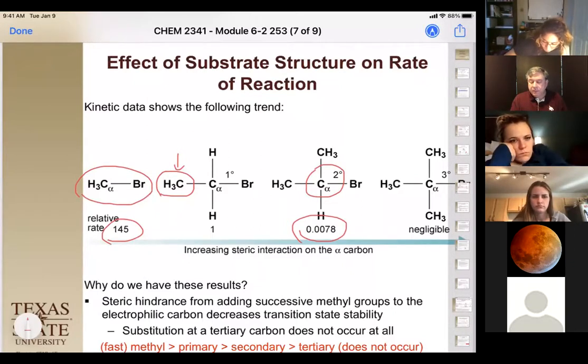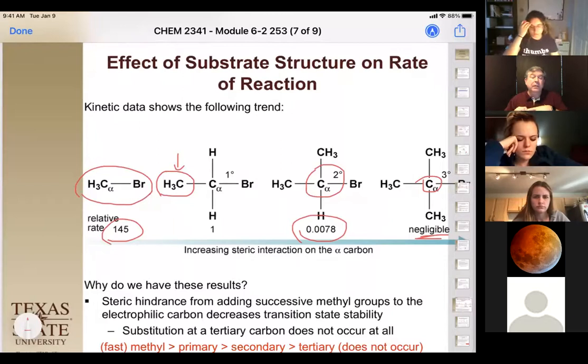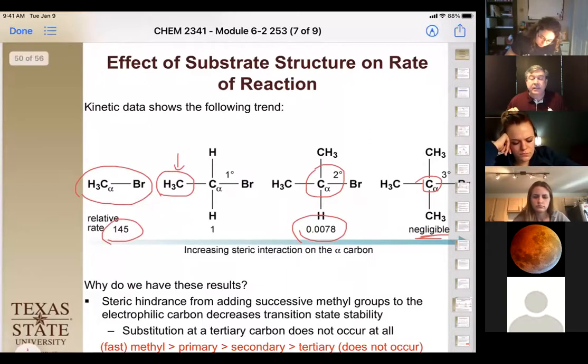And by the time we get to our tertiary right here, we almost have zero SN2 reaction happening, because we cannot start the formation of that new bond 180 degrees away from our leaving group. So sterics plays a role. Methyls are always fastest. Primaries are pretty fast. Secondaries can be a little bit slower. Tertiaries never happen with an SN2 reaction.